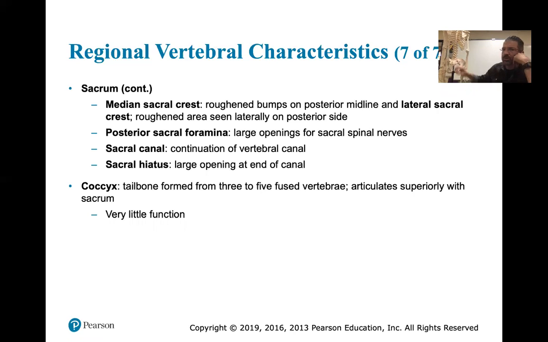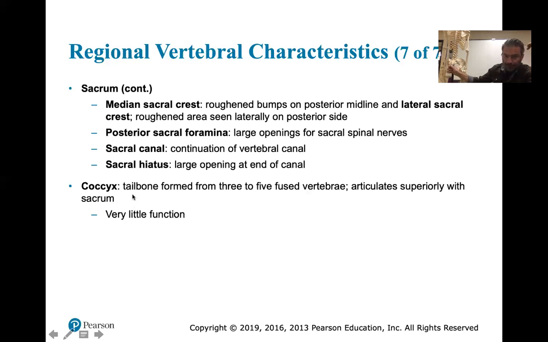So remember, just like with the skull, if there's a foramen, a medial fissure, or whatever, think of, well, why would there be a hollow spot in the bone? What would go through there? What would be the significance of it? What's the location? Anything lower here is going to be for your reproductive organs, or things like that. Sacral hiatus, large opening at the end of the canal, down in here, and when we start getting into neurology, look at where the nerves are coming through.